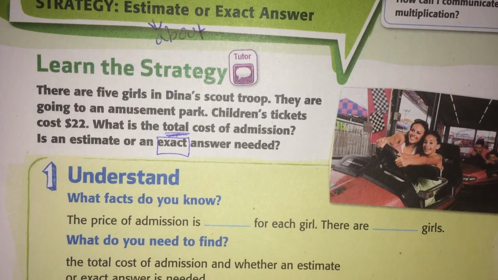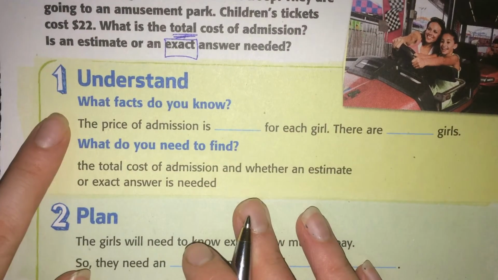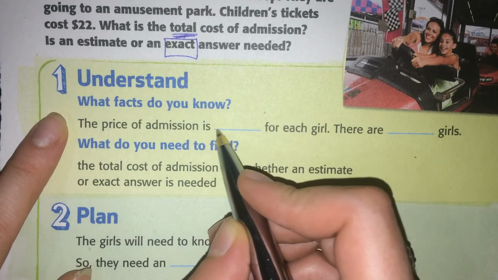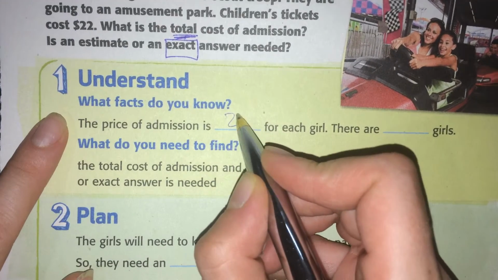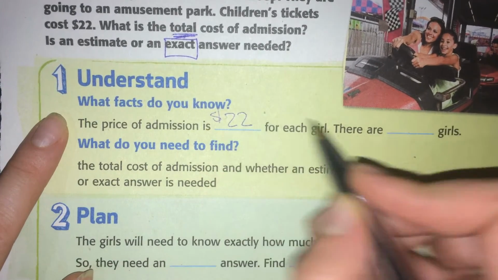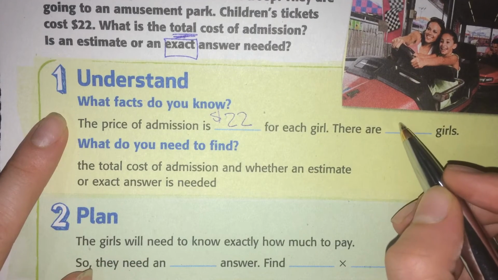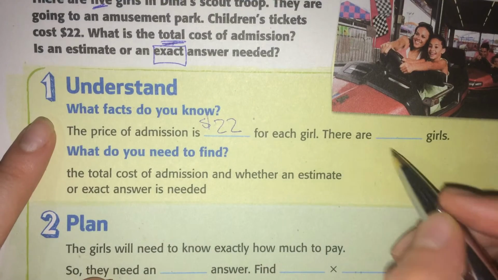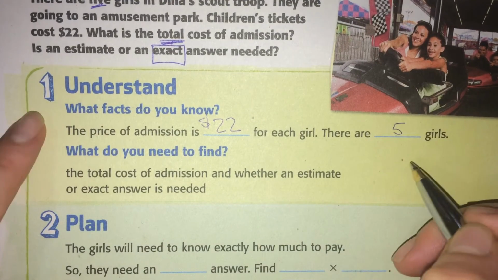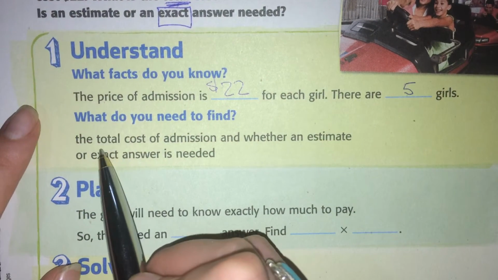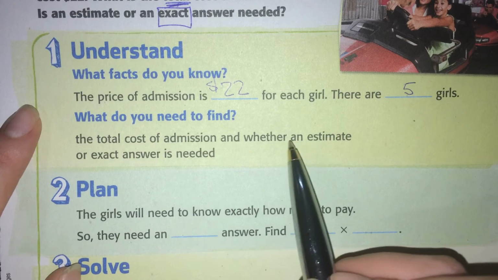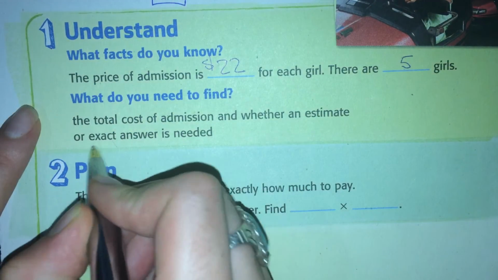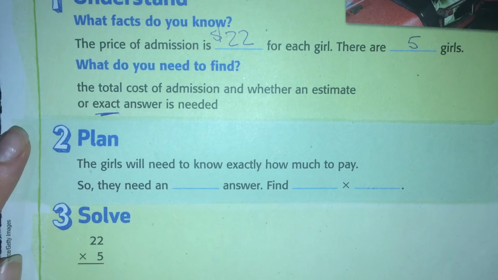Well, let's take a look. What facts do you know? One is always understand. What facts do I know? Well, I know the price of admission is $22 for each girl. And there are 5 girls. Okay, what do I need to find? I need to find the total cost of admission and whether an estimate or an exact answer is needed. And we have already decided it's going to be exact.